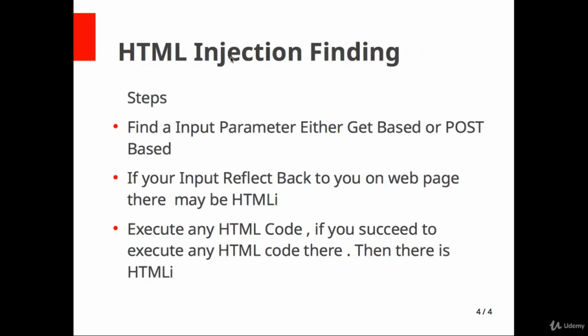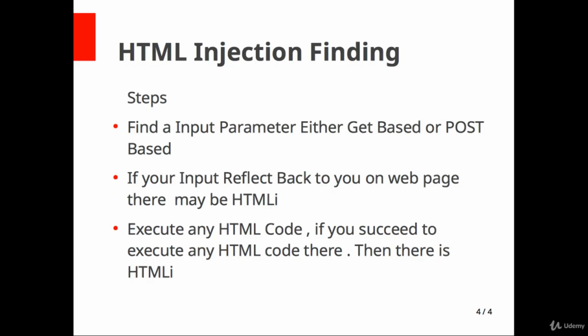Now we will see how to hunt for HTML injection. So the steps are very simple. You have to find an input parameter, either GET based or POST based, and give any input there. If your input reflects back to you on the same web page, there may be HTML injection. And if you succeed in executing any HTML code there, then there is an HTML injection.